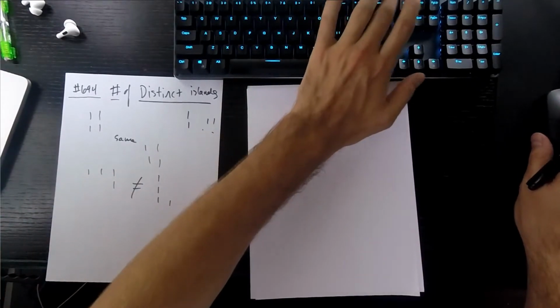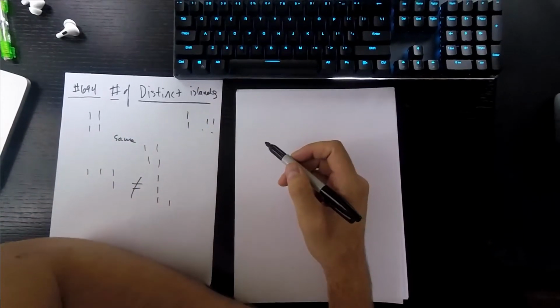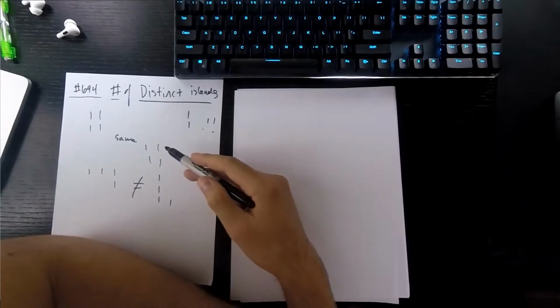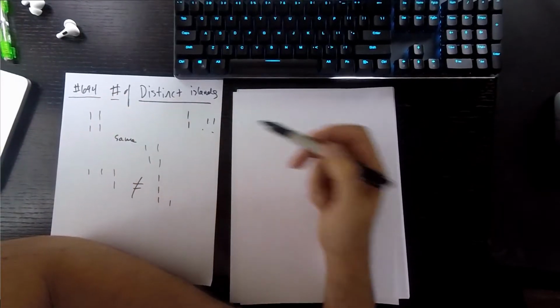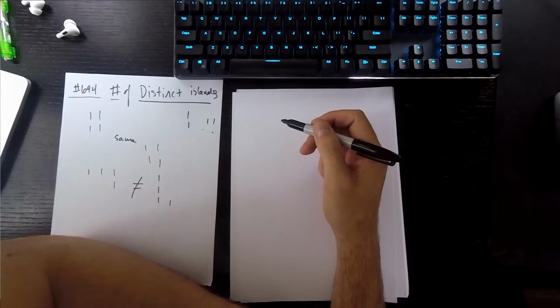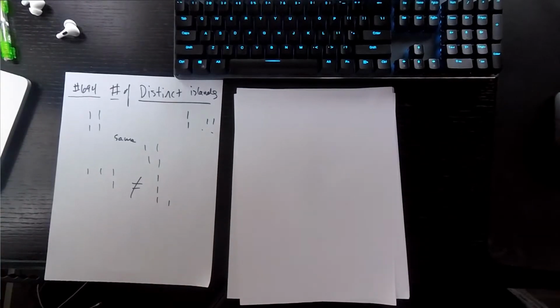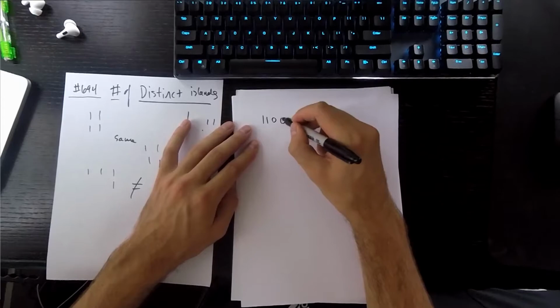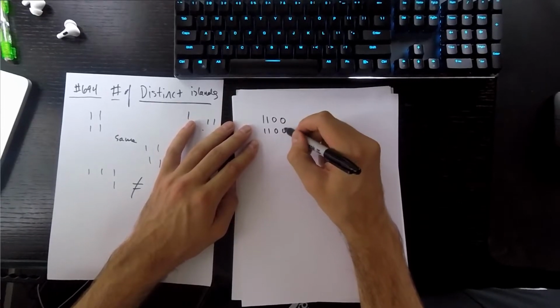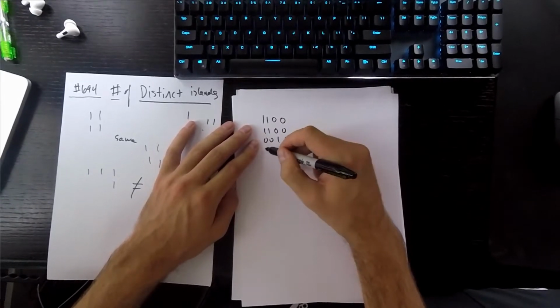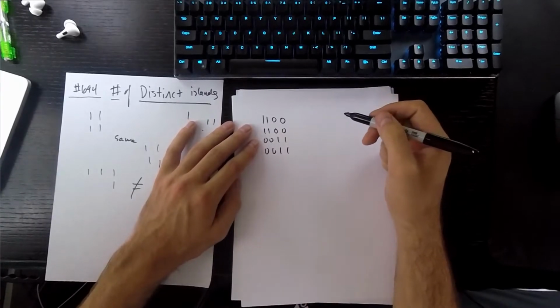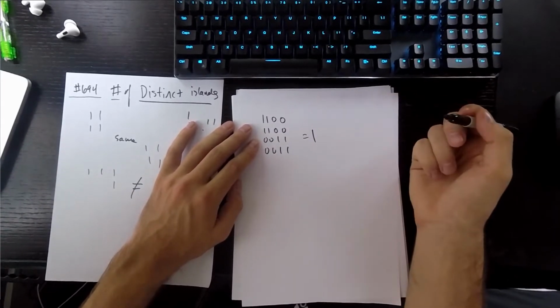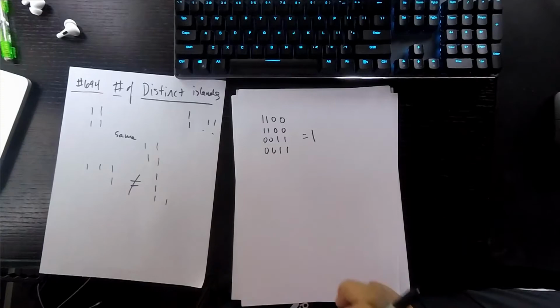Sorry, I'm just deleting some stuff. Okay, we do need a way to really store previous shapes, and then we need a way to compare them as well. There's two approaches. Let me write this example. In this case, there is one distinct island, right? But what could we do?